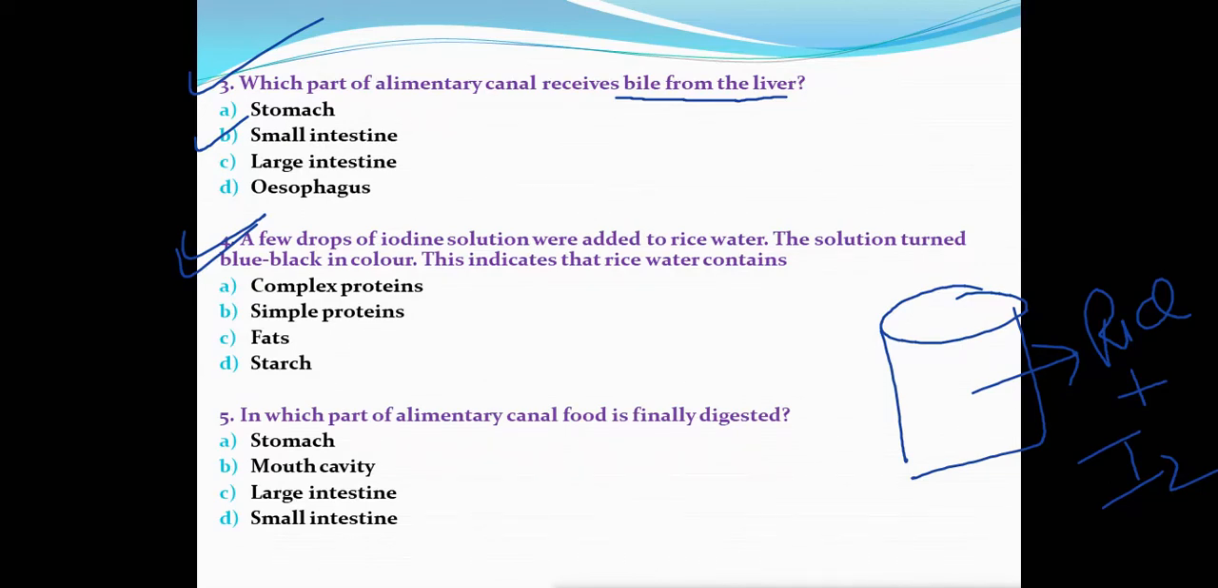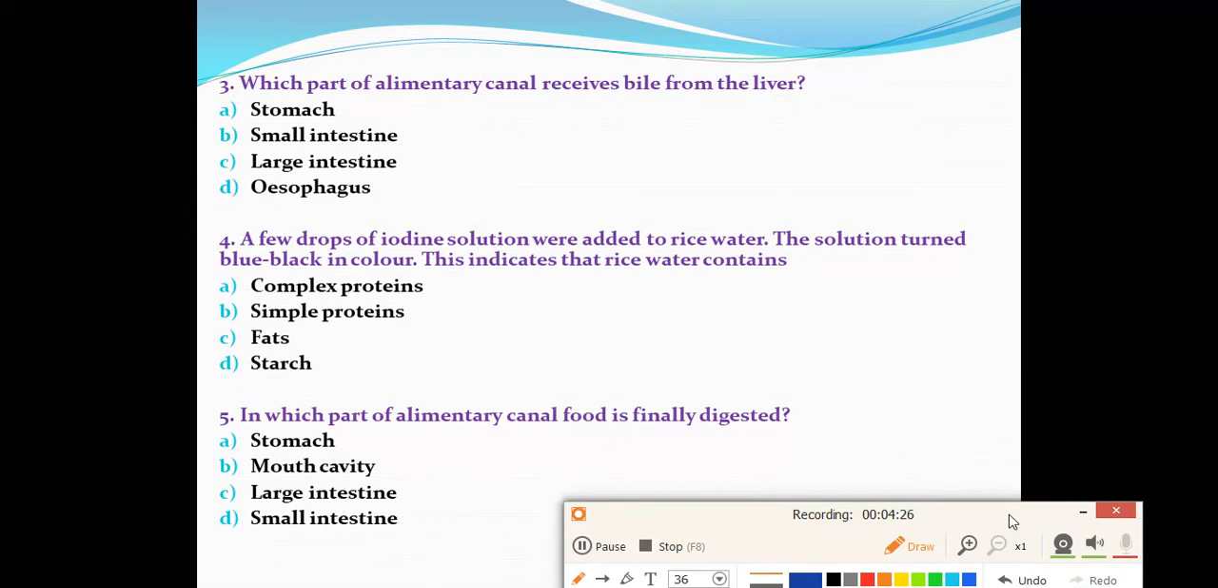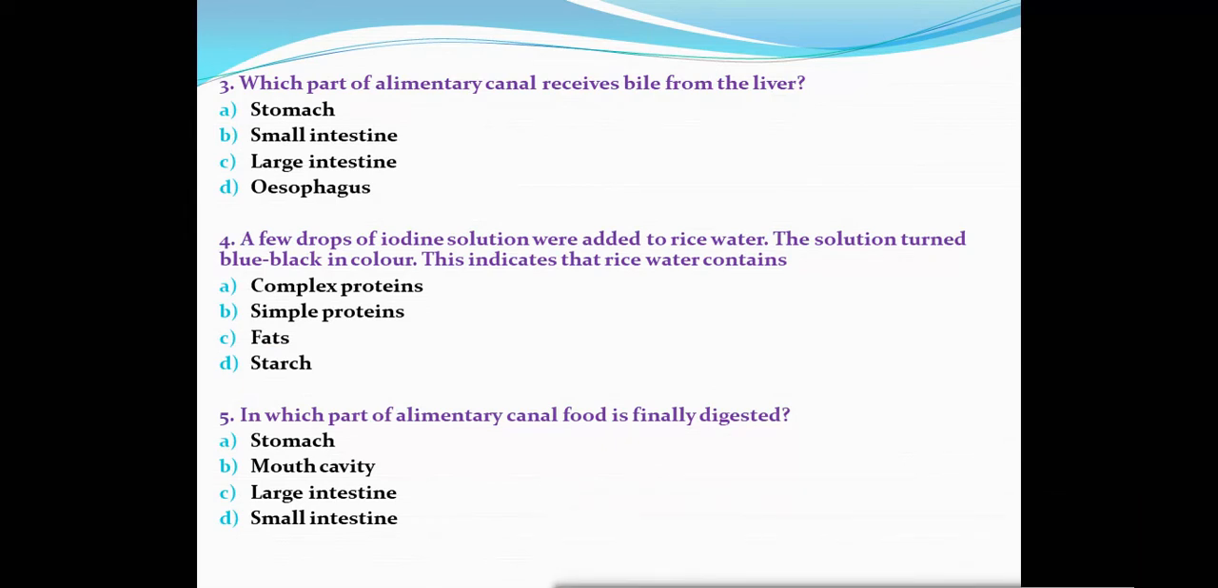So what does this indicate? Means, what does that rice water contain? If the solution's color changes to blue-black, then what is present in the rice? Obviously starch is present in rice, because we know that if the color of a substance changes to blue-black by the addition of iodine, then in that substance starch is present, right? So in rice what is present? Starch is present. Now come to question number 5. In which part of the alimentary canal is food finally digested?